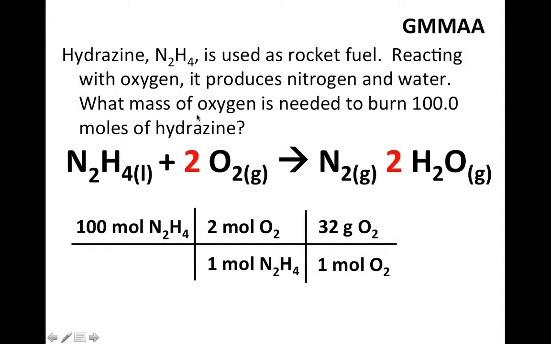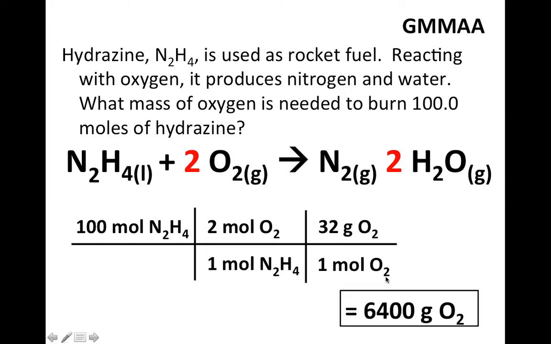What is the mass of oxygen? Okay. So 100 times 2 times 32 divided by 1. So that gives you a whopping 6,400 grams of oxygen. Okay, so that's a lot, but that's what you got to have on your rocket if you want to use up all your fuel, which, why would you want to waste your fuel? You want to use that all.